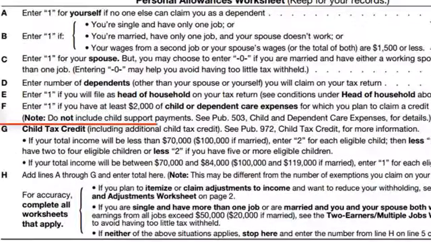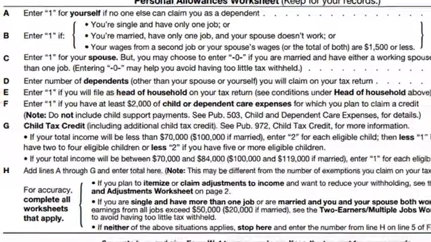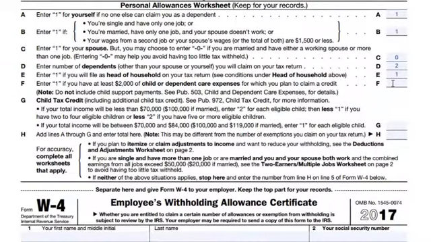Line F. Enter 1 if you have at least $2,000 of child or dependent care expenses for which you plan to claim a credit. Note, do not include child support payments. See Publication 503, Child and Dependent Care Expenses for details. Susan pays $4,800 in child care. Susan enters 1 on line F.